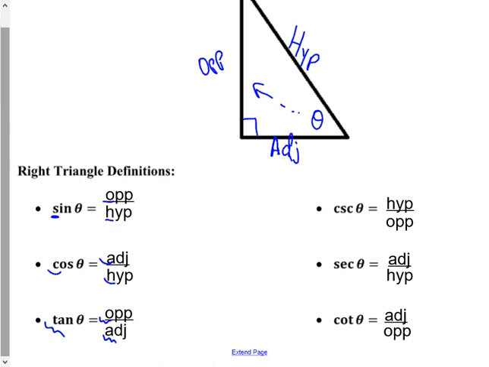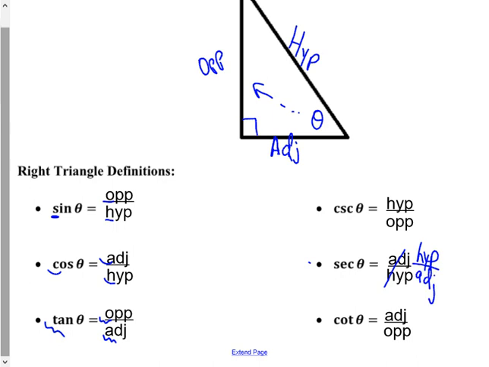Okay, that's where that comes from. If you are not familiar, you will need to study this. Should have been covered in geometry. Next, we have cosecant is hypotenuse over opposite. Secant is adjacent over hypotenuse. That is wrong. It is hypotenuse over adjacent.